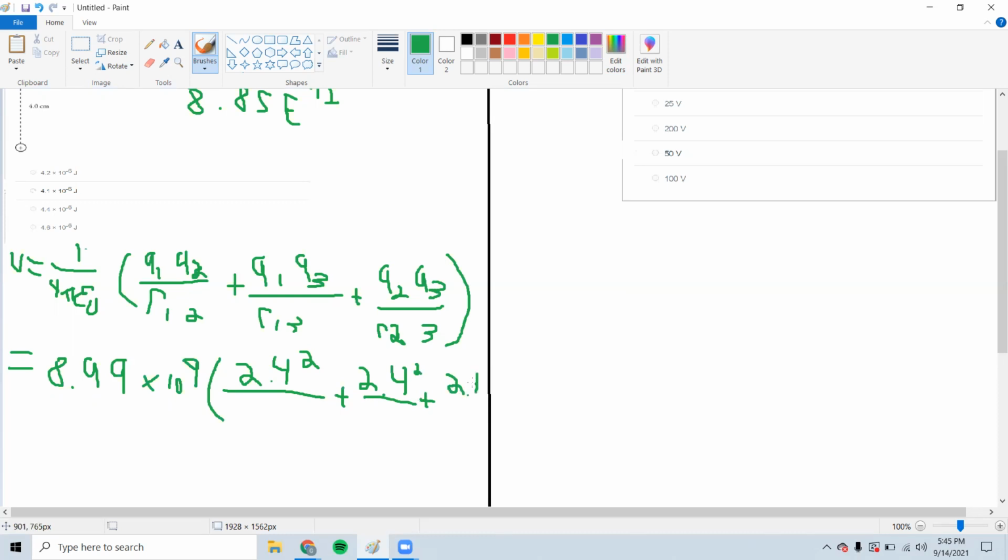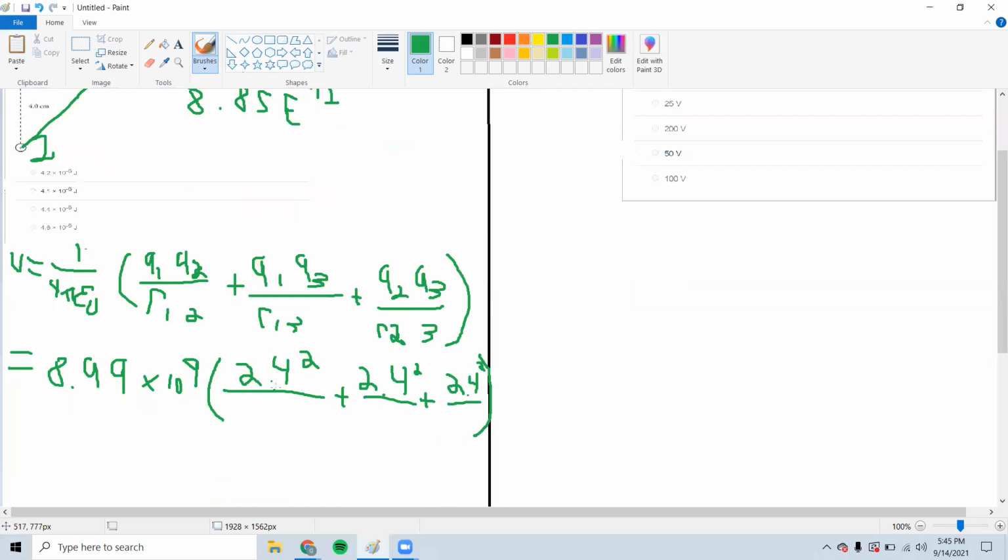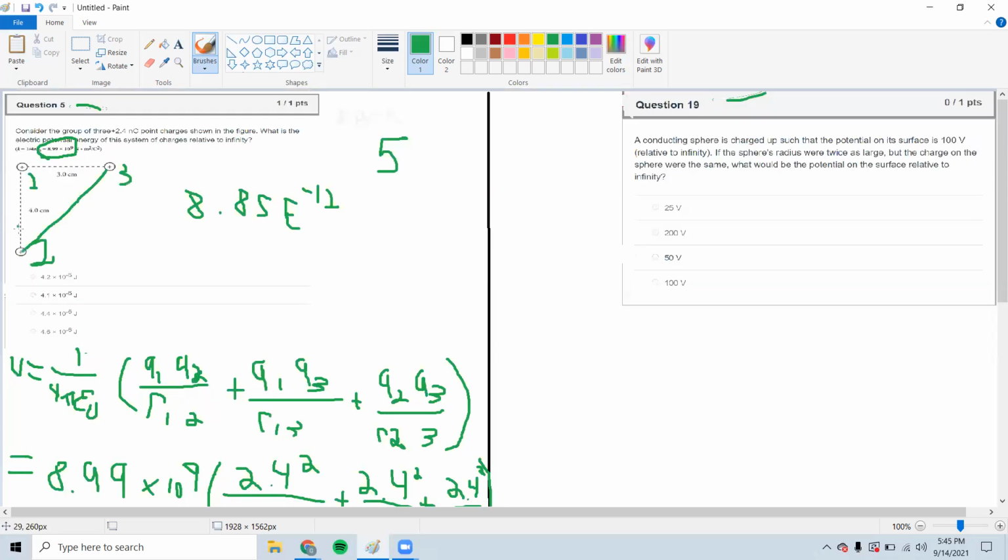The reason why I'm writing all the numerators first is to demonstrate how we know R12, R13, and R23. It's not explicitly said here which point charges are Q1, Q2, Q3, so we're just going to label that ourselves. We're going to call this one 1, this one 2, and this one up here 3. So this would be the distance between 1 and 2.